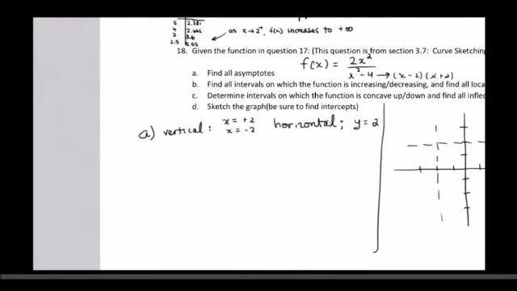So for part B, we need to find f prime of x. This is going to use the quotient rule, which is low d high. Oops, let me make sure I get that correct. The derivative of the top function would be 4x. Low d high minus high times d low all over low squared.